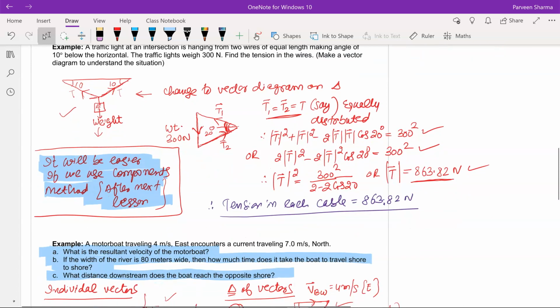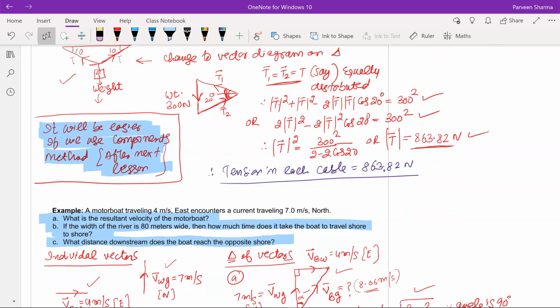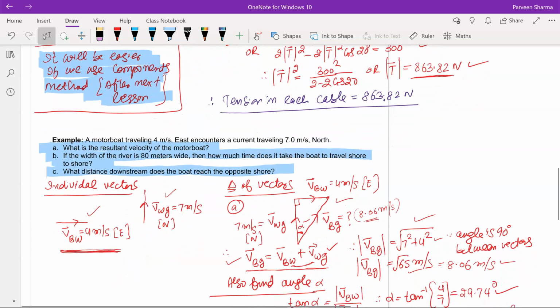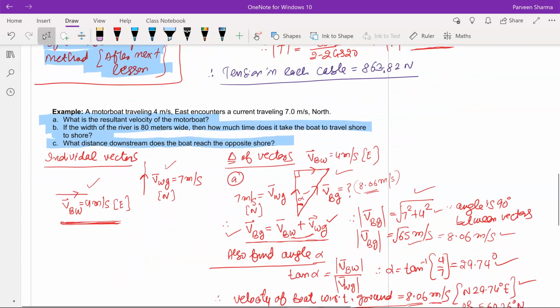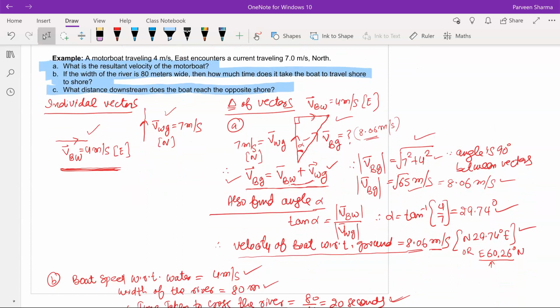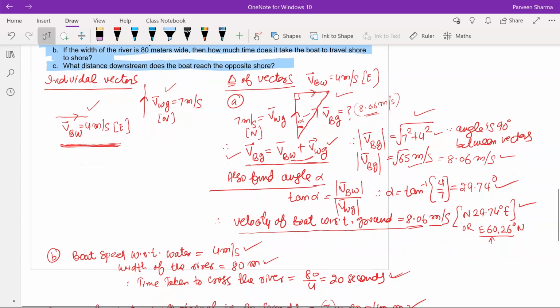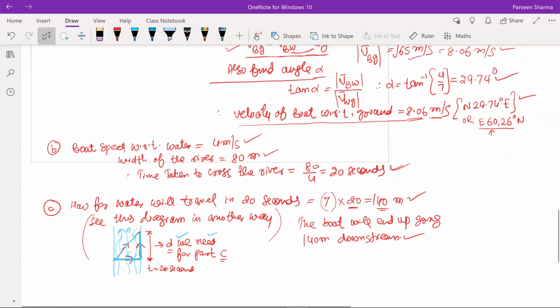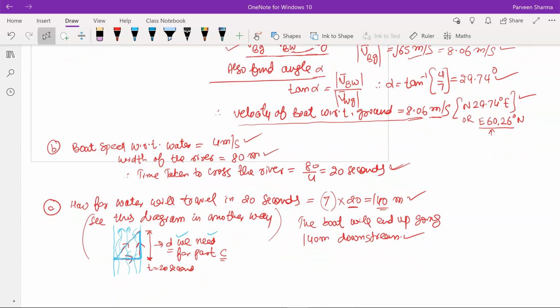Third one is the boat question, and I'm going to just move a little bit. You can see the solution here. First part is only to find the resultant velocity of the motorboat, and then second one, how long it takes to cross, and third one, where on the other side the boat will end up coming downstream.